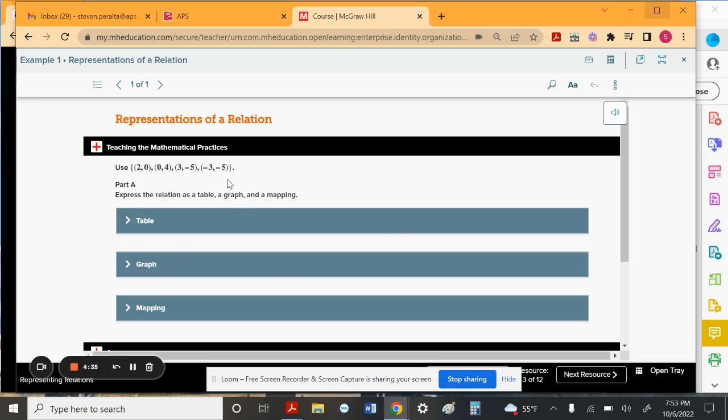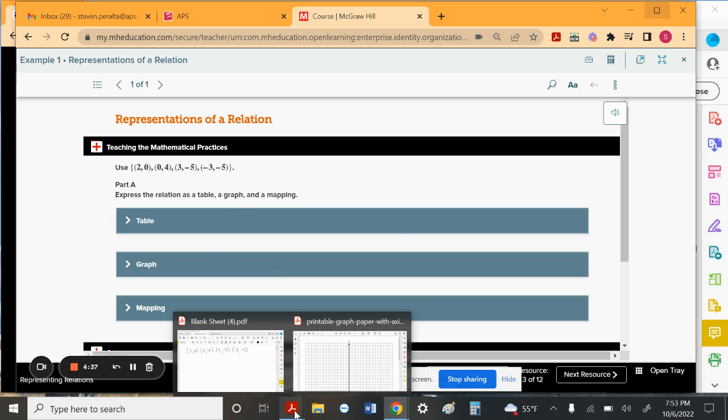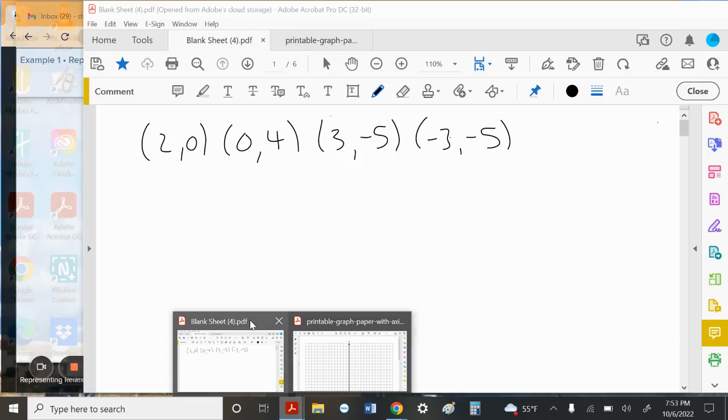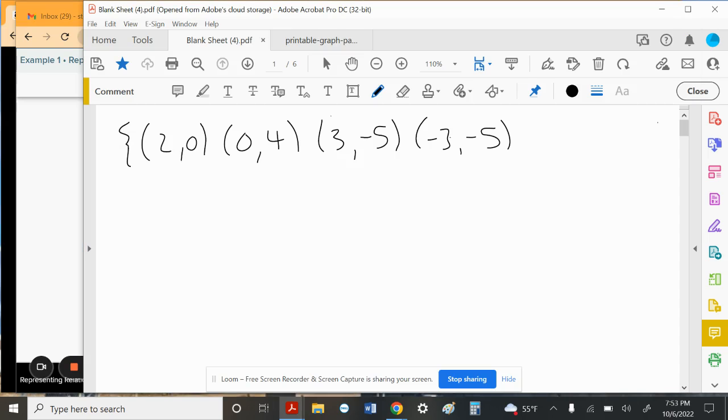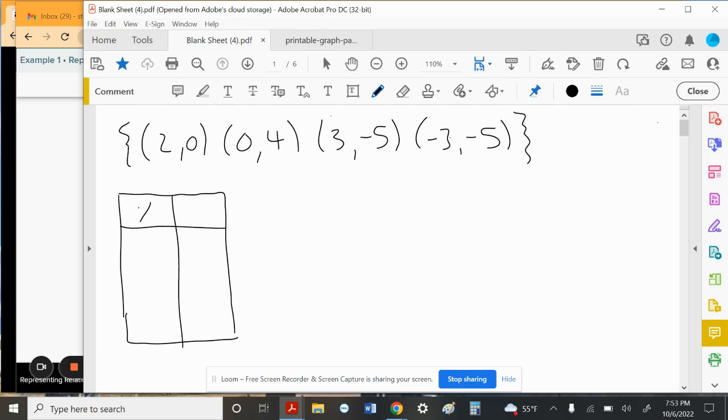Notice it's a set because it's inside those curly braces. If I want to define it as a set or a relation, that's how we define it. There are multiple ways to define it. This is one way, and there are 3 other ways that you need to know. A second way would be to draw a table and label it. I'm going to split it up here. My X values are going to go here, my Y values are going to go here. I have 4 points.